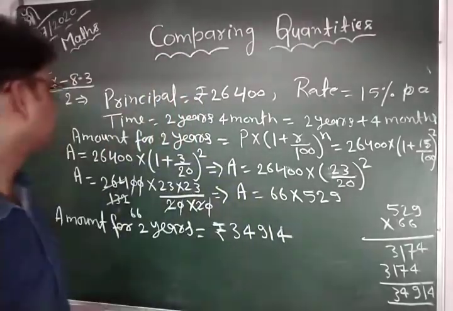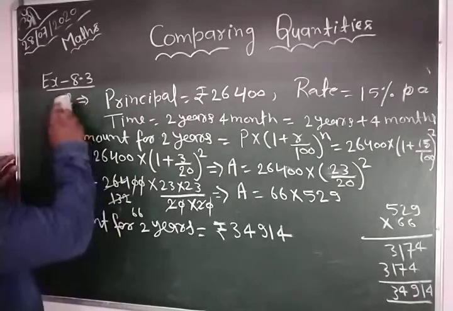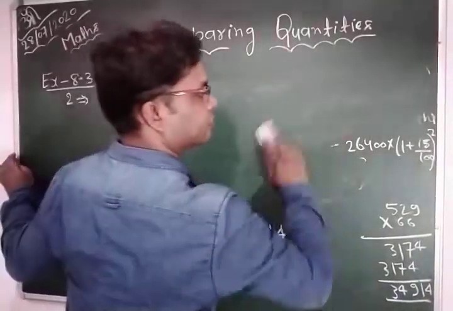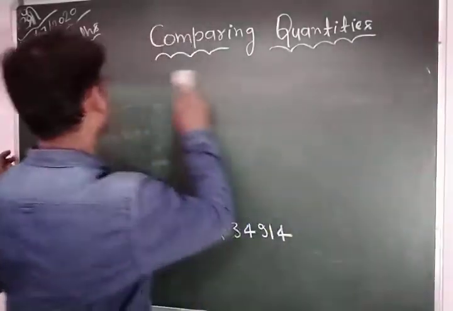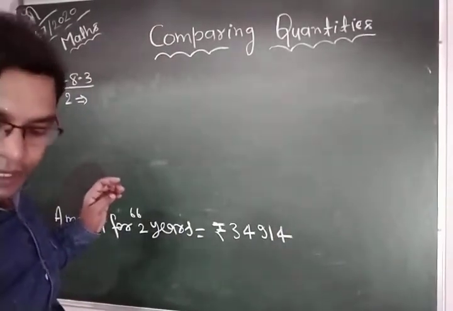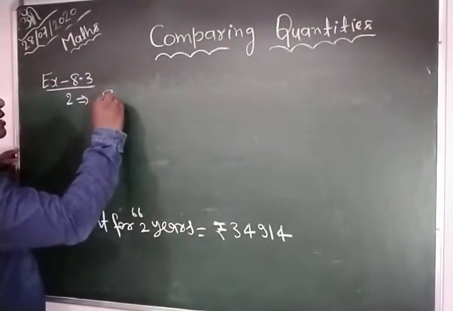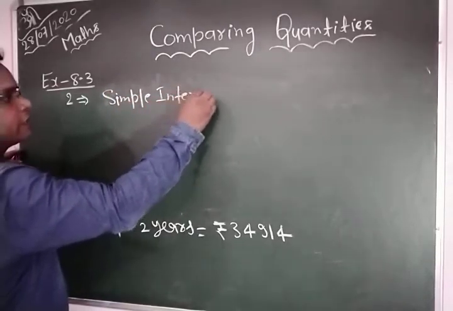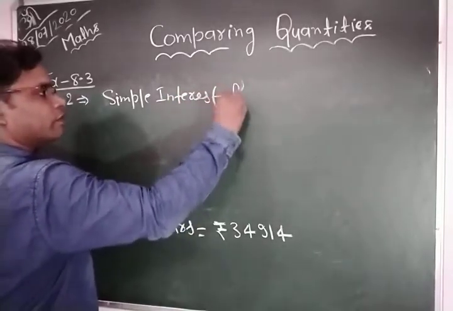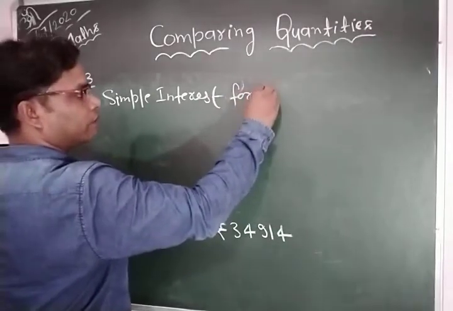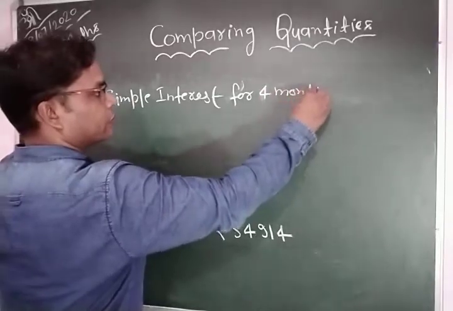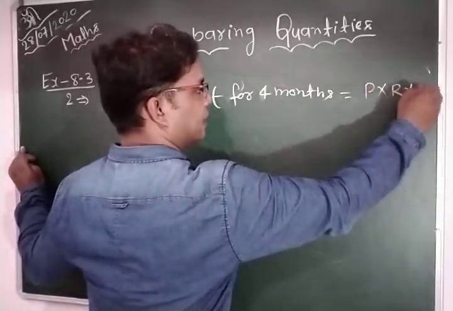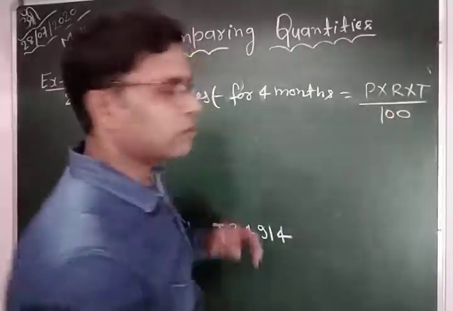So let's see. Clear? So we erase it. Now the principal is... simple interest for 4 months is equal to, the formula is P into R into T by 100. Okay, this is the formula to find simple interest.